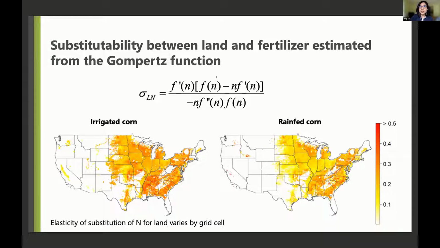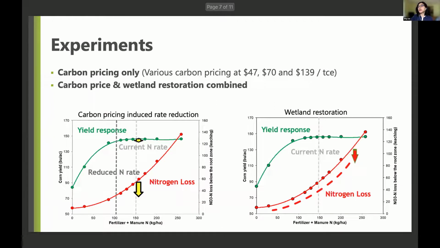So we use this formula and all the data we plug in to calculate the elasticity of substitution between nitrogen fertilizer and land for irrigated corn and rain-fed corn production. And then you see a lot of variation across the US, and it also shows a generally larger elasticity for the irrigated practice than the rain-fed practice. So these are how we embedded the biophysical information into the model.